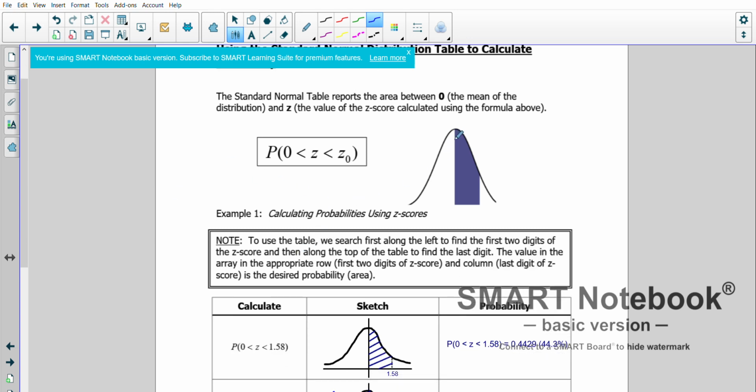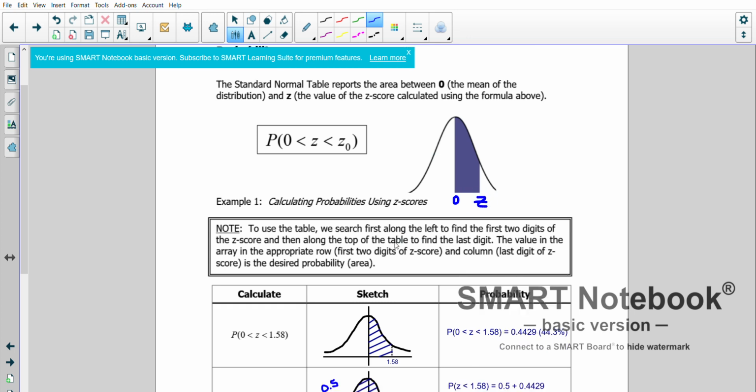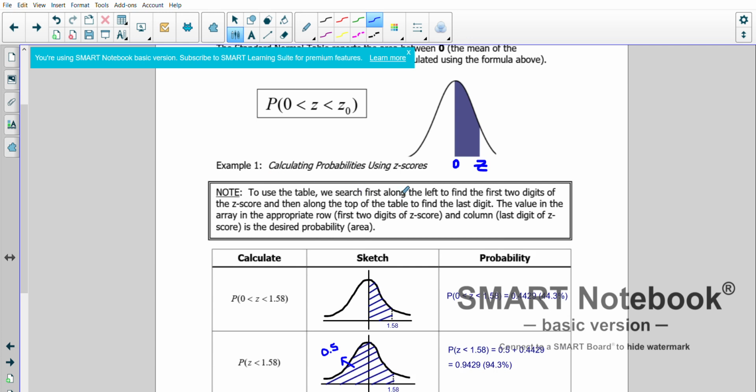The table that I just showed you, and I don't know why these are always cut off, but it will always show you between 0 and z. So to use the table, you search along the left to find the first 2 digits of the z-score, then along the top to find the last digit. So it's going to be accurate to 2 decimal places.